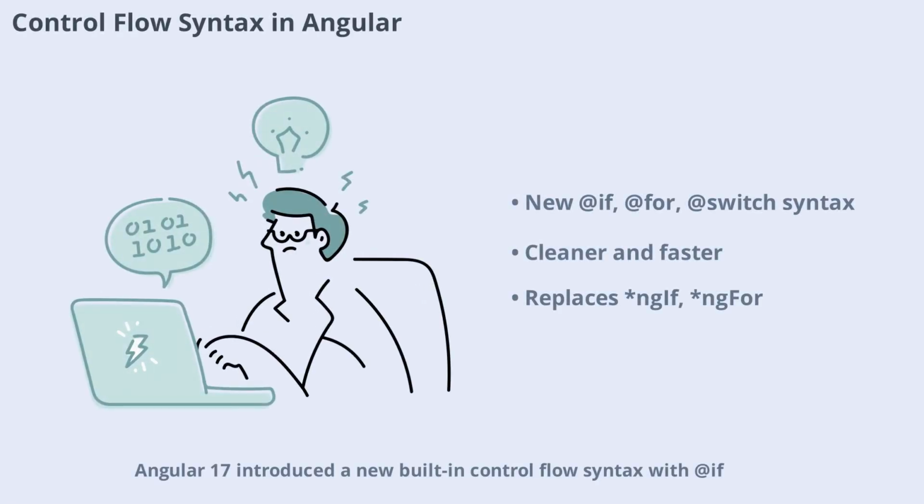Angular 17 introduced a new built-in control flow syntax with @if, @for, and @switch, replacing older structural directives like *ngIf and *ngFor. This new syntax offers better performance, cleaner and more readable code, and improved TypeScript support. Understanding how to use these control flow statements is important for writing modern Angular applications. Be prepared to explain the differences and advantages of the new syntax.